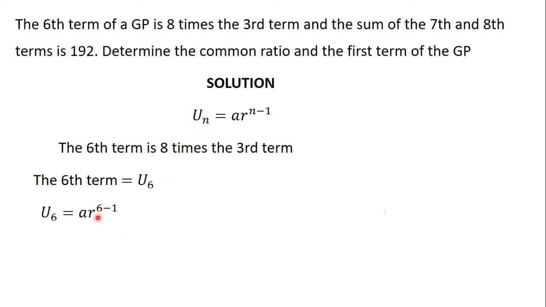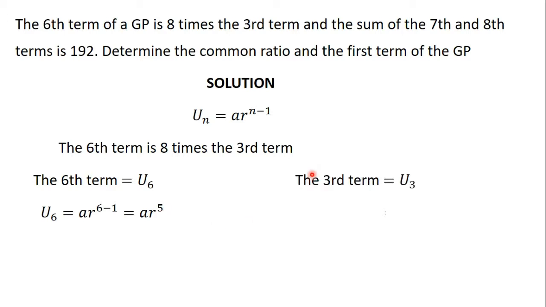From the formula, U6 will be equal to ar^(6-1), since n is equal to 6 because we are talking about the sixth term. So U6 is equal to ar^(6-1), and this is equal to ar^5. So U6 is equal to ar^5.